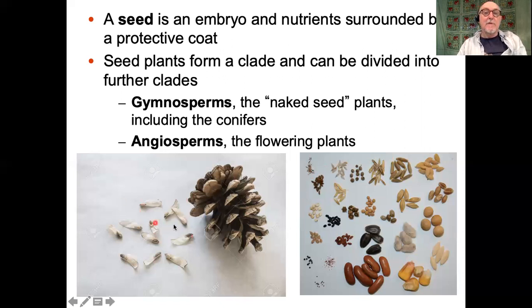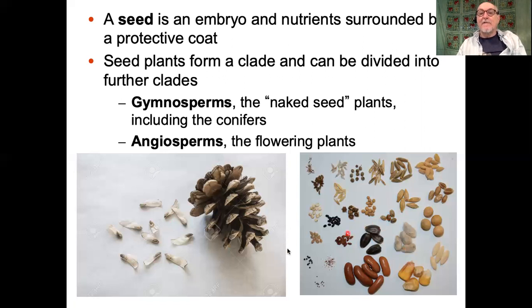Here are gymnosperm seeds from a pine tree. If you know what pine nuts are, they have a very hard outer coating and then a delicious inner nut that is largely composed of the embryo with some nutrient tissue. And these, of course, are all seeds, probably familiar to you: beans, sunflower, etc. These are seeds from flowering plants.